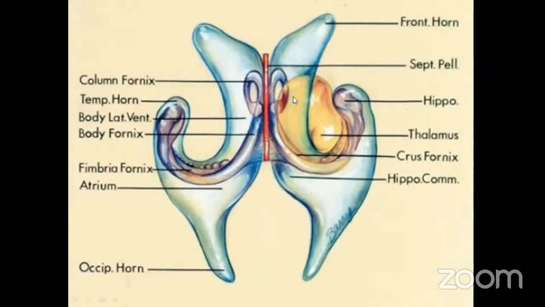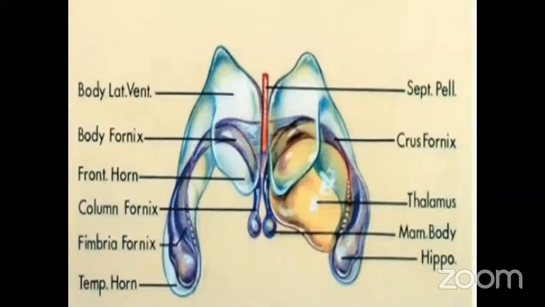You can see that the thalamus is within the C of the fornix, and hence the thalamus forms the floor of the body, the anterior wall of the atrium, and the medial wall of the temporal horn of the lateral ventricle. So this is another view of the lateral ventricle.